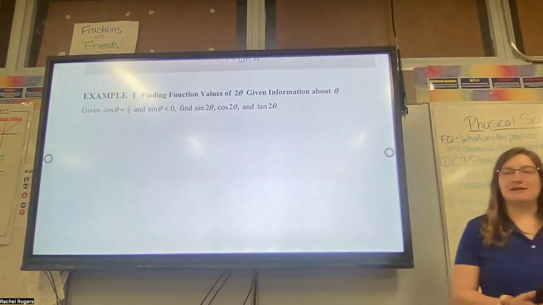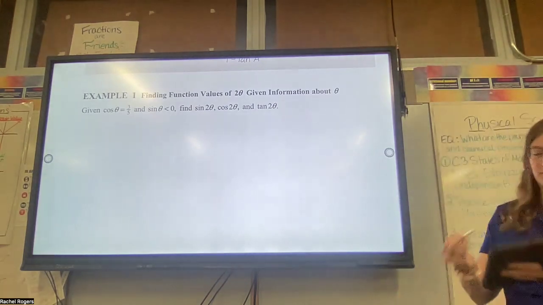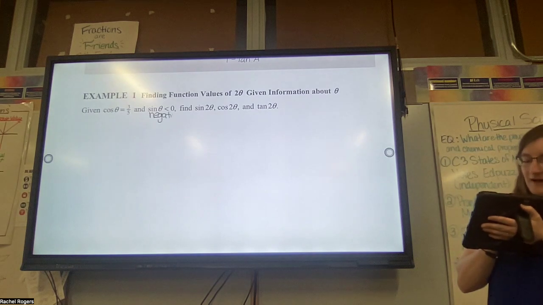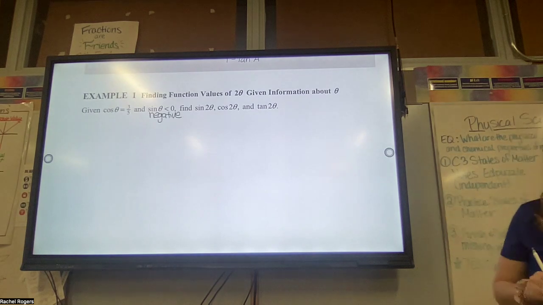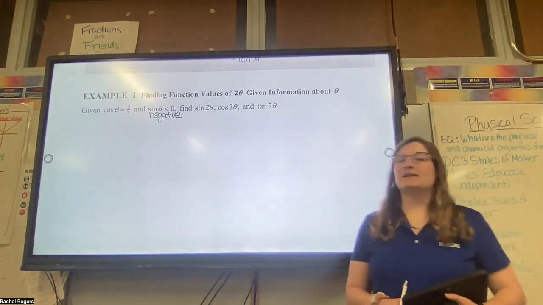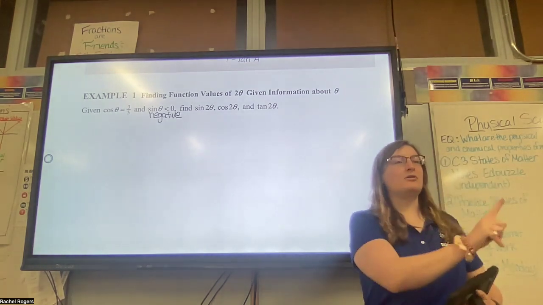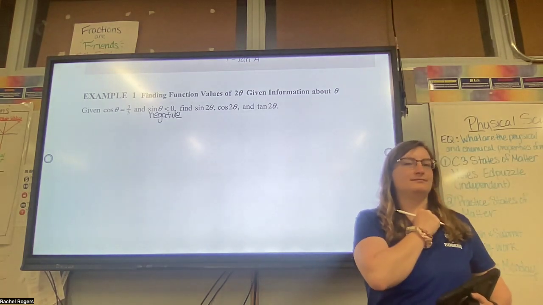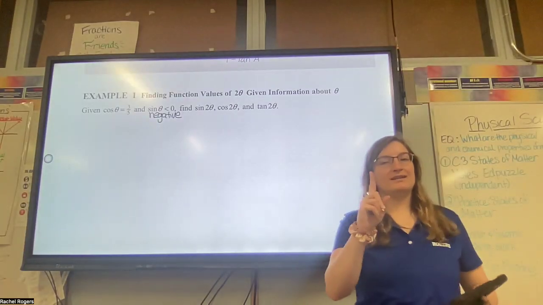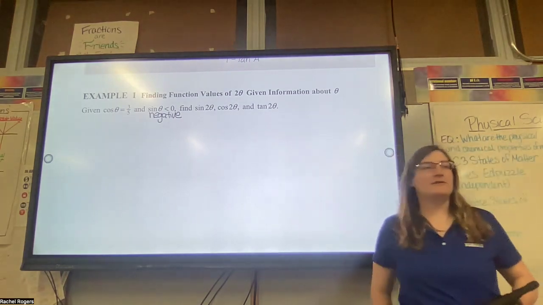Given that cosine of theta is equal to 3/5 and sine of theta is less than 0, meaning it is negative, find sine of 2 theta, cosine of 2 theta, and tangent of 2 theta. In order to find sine, cosine, and tangent of 2 theta, we need cosine of theta. What else do we need? We need sine of theta, right? So our first little side quest is to find sine of theta. How do we find sine of theta if we have cosine of theta?